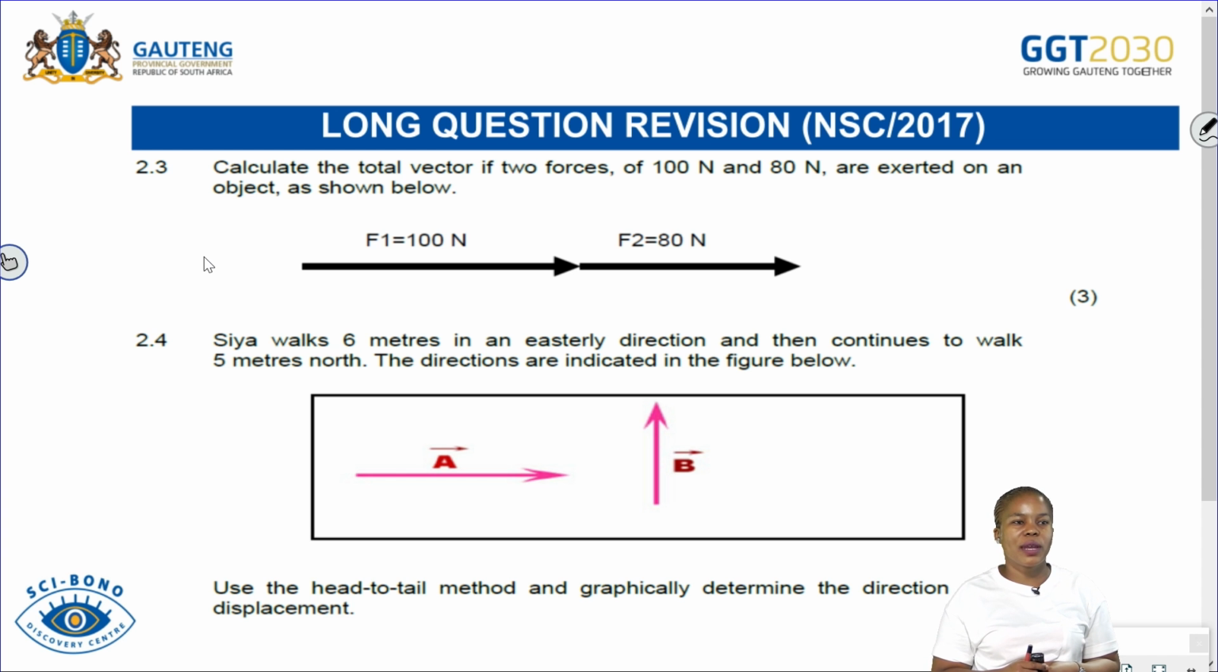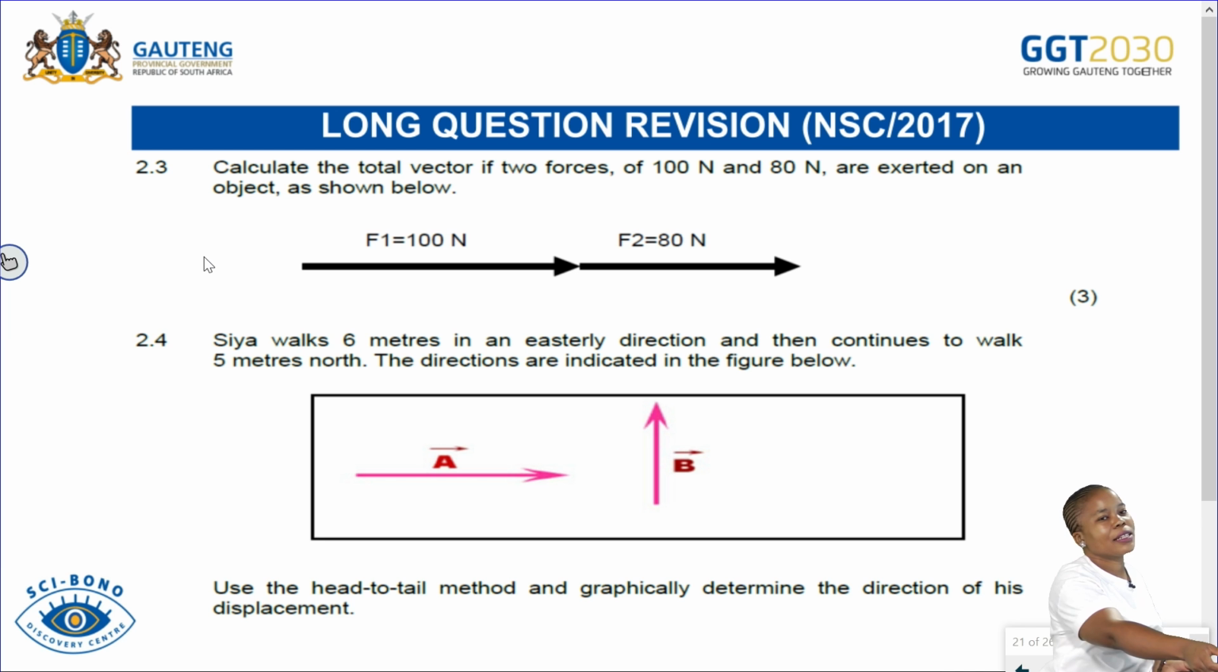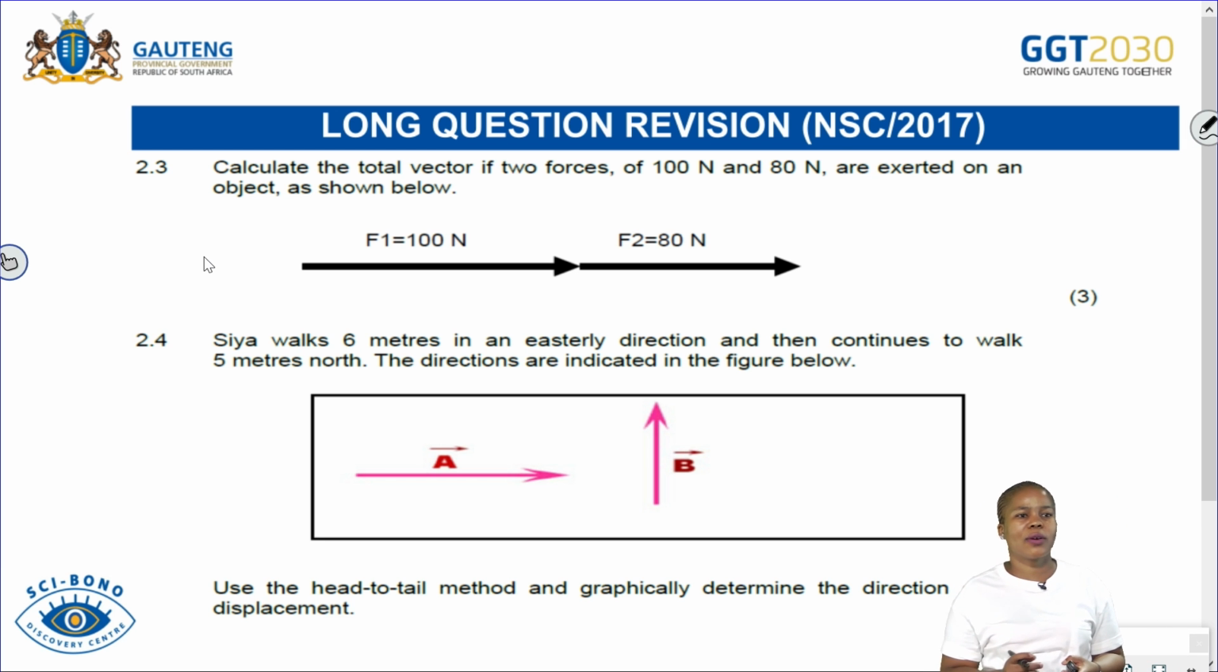And then 2.3, calculate the total vector if two forces of 100 newtons and 80 newtons are exerted on the object as shown. So you've got your F1 that is being pulled in an easterly direction, as well as your F2 that is being pulled in the easterly direction. So both these forces are in the same direction. So if we have to find, the question is saying calculate the total vector. So this is your FR.